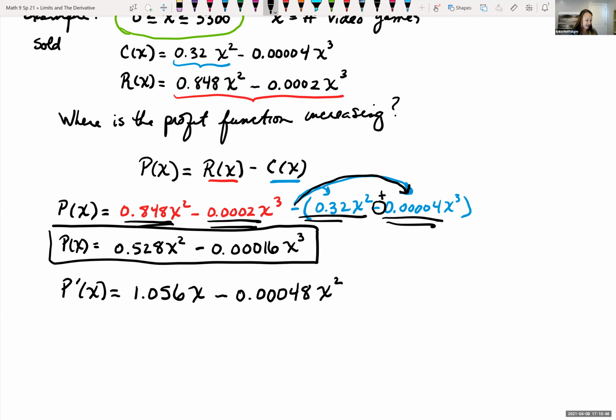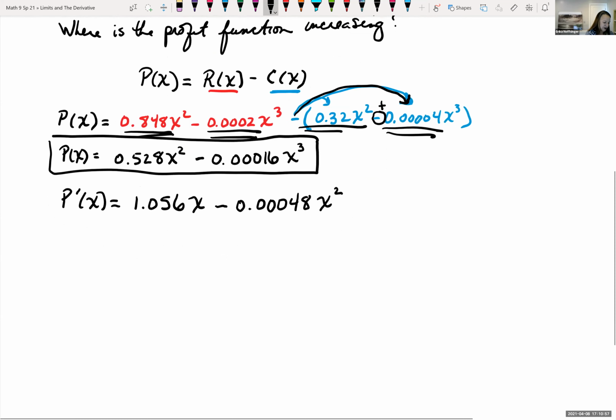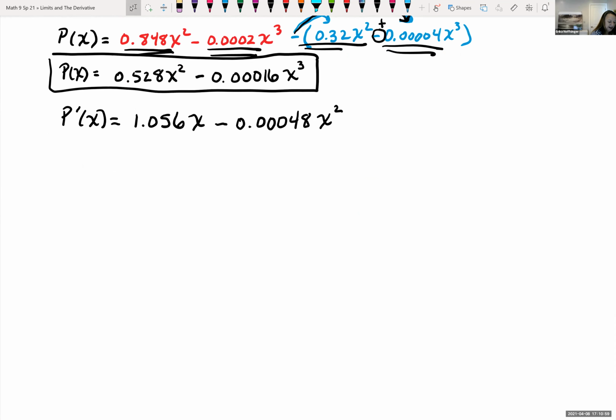Okay, so looking at this, let me just see a couple of things. I hate that they have decimals in here, but that's okay. We can deal with that. I need to find when P prime of x is equal to 0, and where it is undefined. Well, it's never undefined because this is a polynomial. There are no variables in the denominator. I don't have any radicals or log functions to worry about. So we want to find when this is equal to 0.